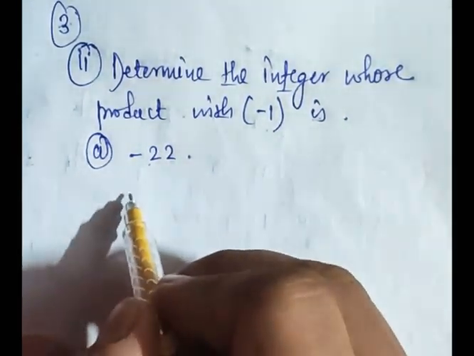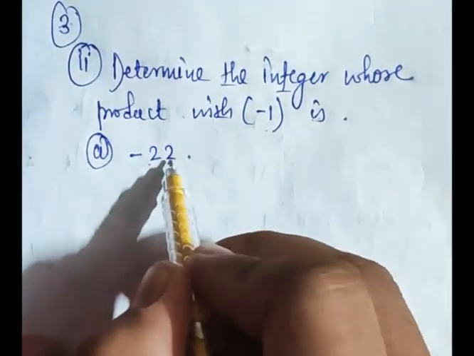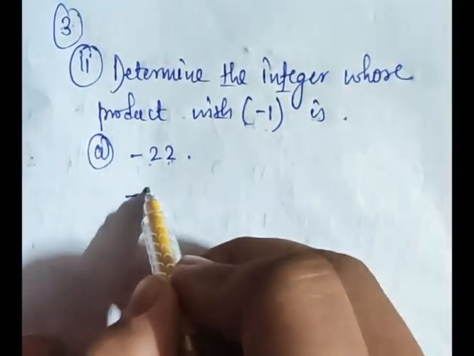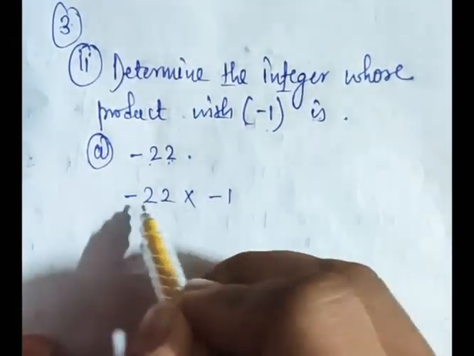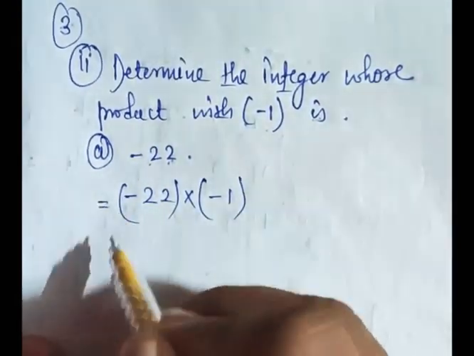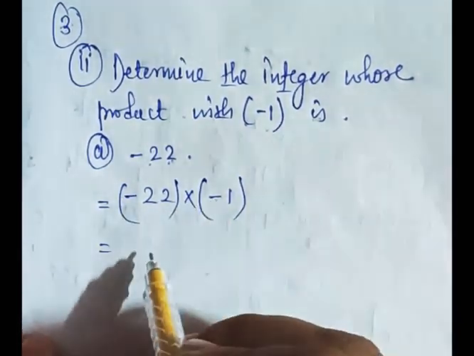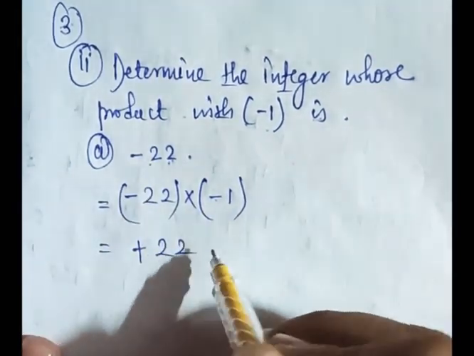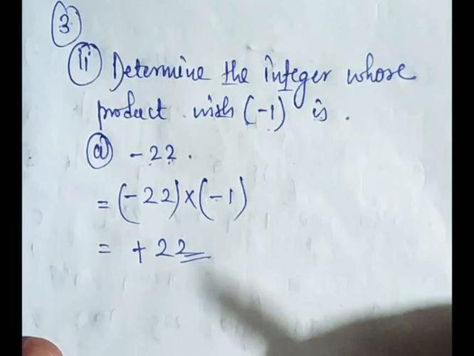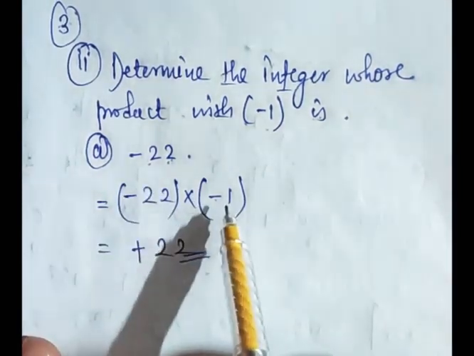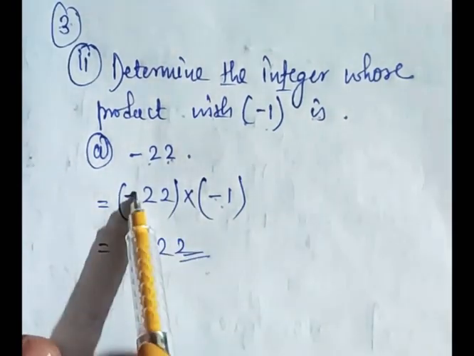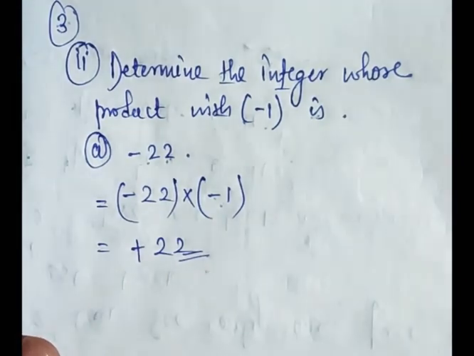Okay, let us solve this. Now here what we have to do is multiply minus 22 with minus 1 so that we will get our result. So minus 22 into minus 1. Minus into minus is plus, right? So 22 ones are 22. So our answer is this, right? Because when we multiply minus 22 with minus 1, then we get the additive inverse of that integer.